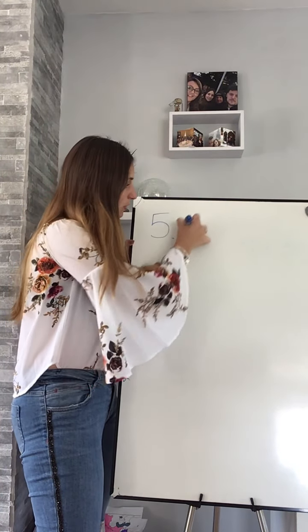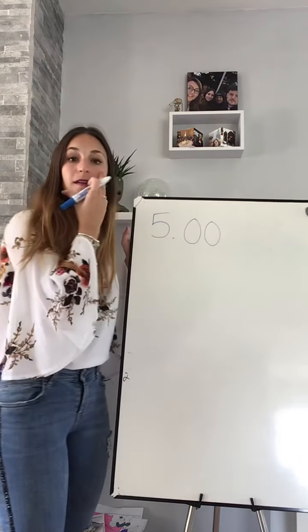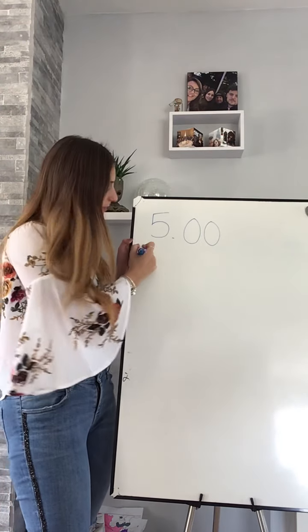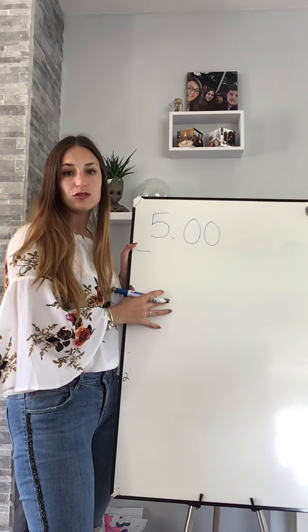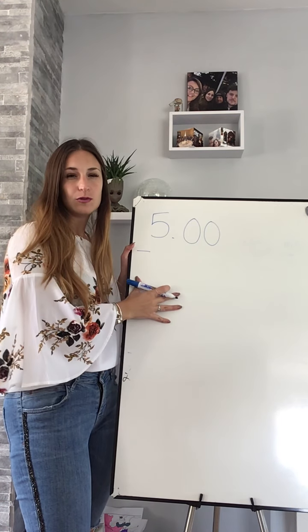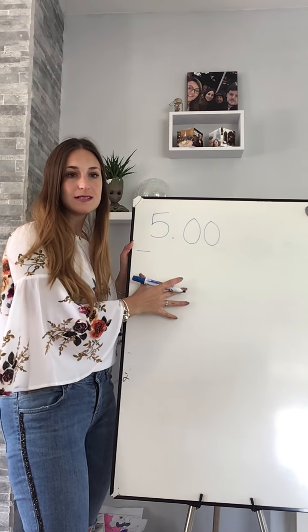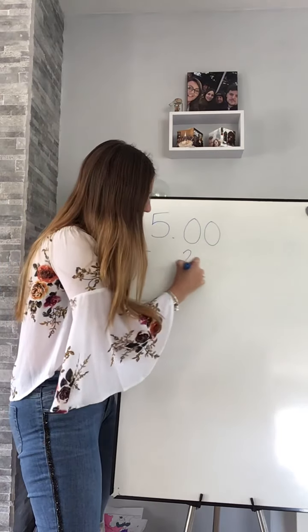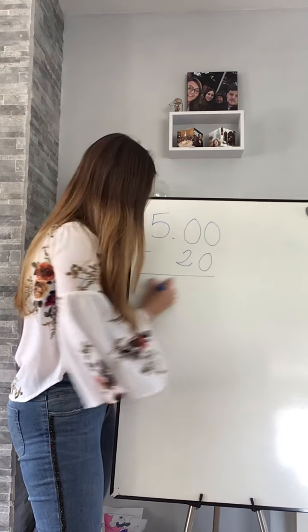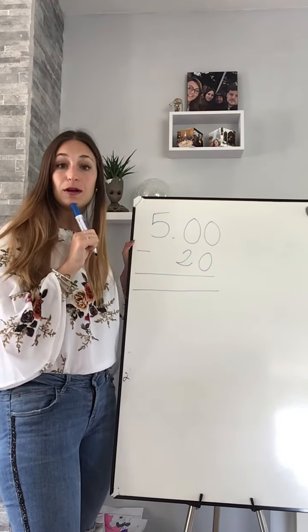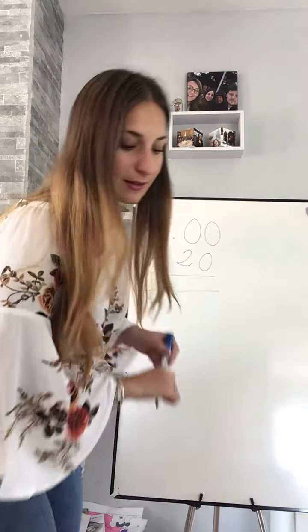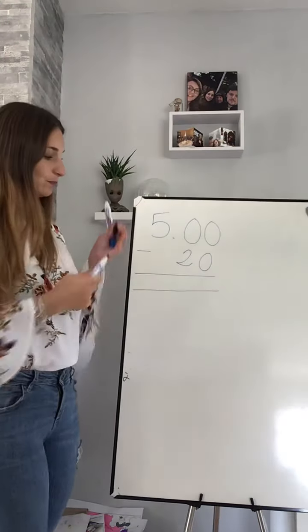So if you get your book, and you just put £5, we are going to work it out together, okay? Let's write it in your book. £5 take away 20p. Right, let's do it.